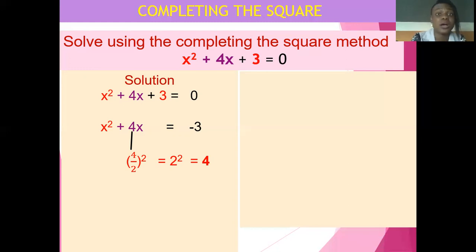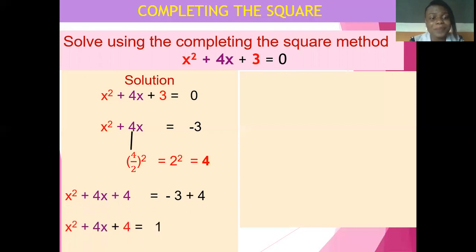So let's go back to our x squared plus 4x. So x squared plus 4x plus 4 will now be equal to minus 3 plus 4. Now, that gives us x squared plus 4x plus 4 equals 1. Minus 3 plus 4 is 1. Now, this is why I had to show you perfect squares. So x squared plus 4x plus 4 is a perfect square now that we have completed the square. That's why it's called completing the square. You want to make it into a perfect square.